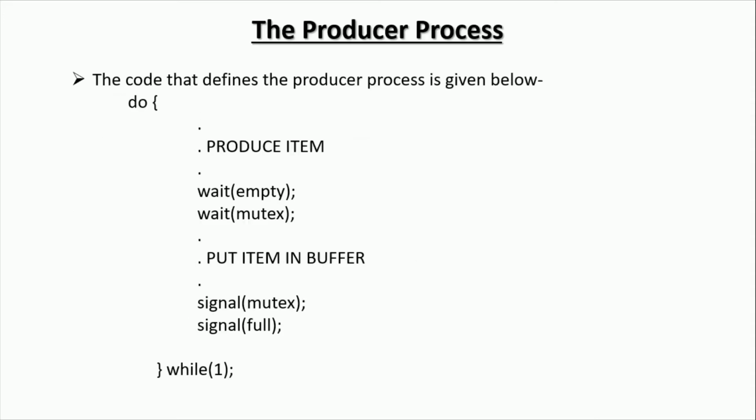So, in this code, our first job is to produce the item. Once the item is produced, the wait operation is carried out on empty. This indicates that the empty space in the buffer has decreased by 1. Then the wait operation is carried out on mutex so that the consumer process cannot interfere.